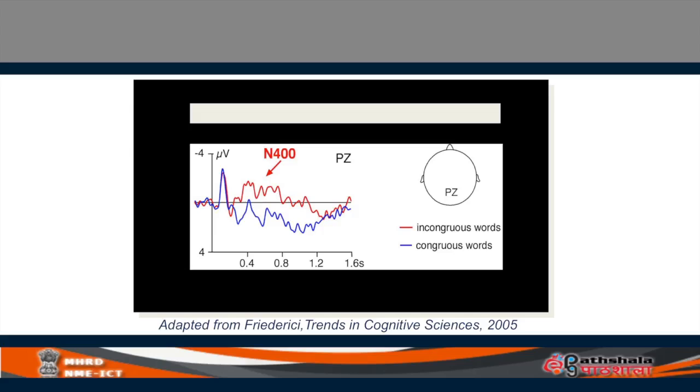Again, the red line is showing N400, a peak around 400 milliseconds, and it is showing only for incongruous words. When the last word doesn't fit in, it's incongruous, you get N400. If that is not there, for congruous words, look at the blue line, there is no peak. It's only the red line peaking at 400. That's why it's called N400.